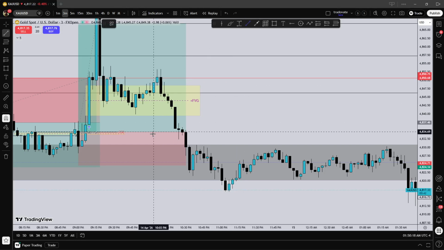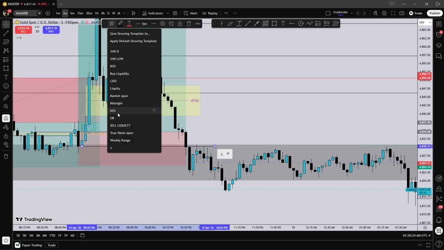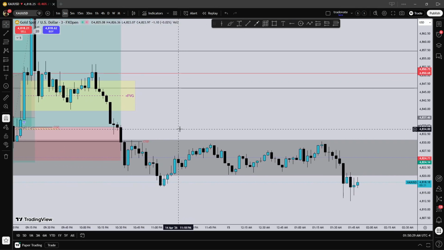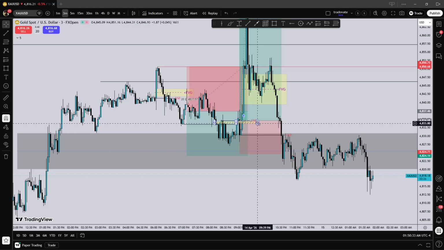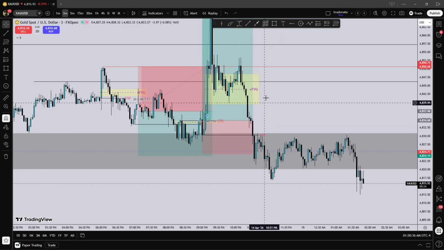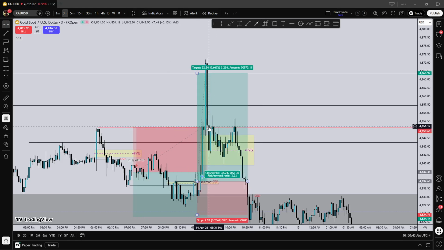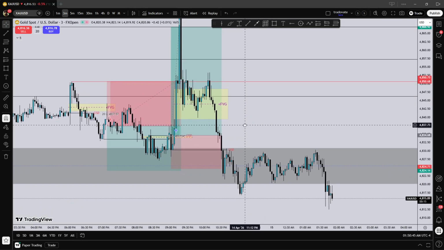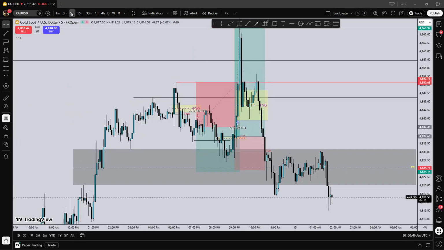Inversion. Here we get a change in state of delivery. Or it could be off at this zone. But yeah, that was my trade for tonight.